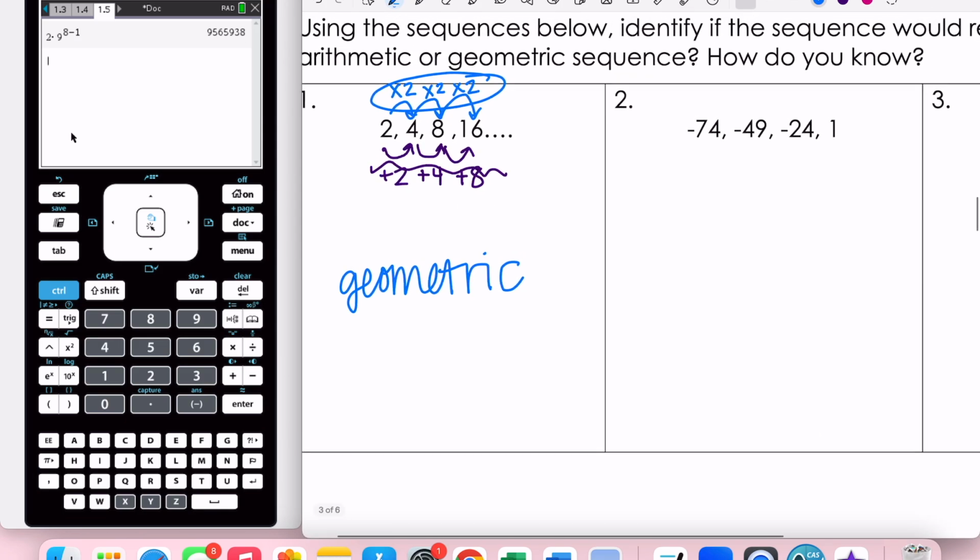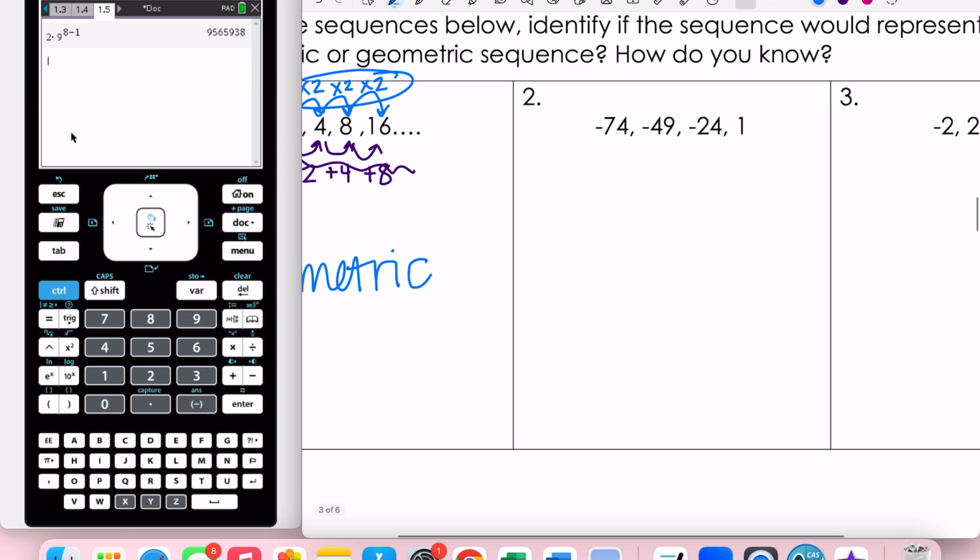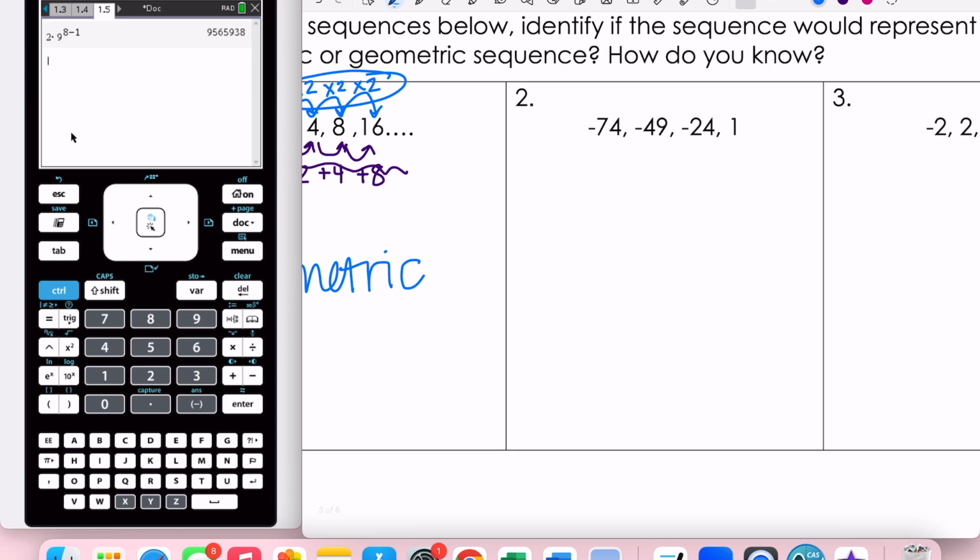Okay, number 2, we have negative 74, negative 49, negative 24, and 1. First step, let's check to see if this might have a common difference. I am trying to go from negative 74 to negative 49. This mental math might be a little hard to do in your head, so I'm going to take my second term, negative 49, and subtract my first term, which is negative 74. You notice we have double signs. Double signs means that we have to add. Negative 49 plus 74 gives us a positive 25. So what this means is that I added 25 to get to my next term.